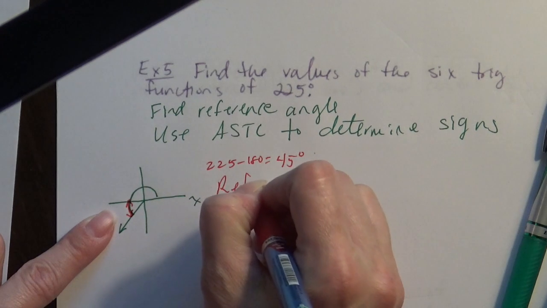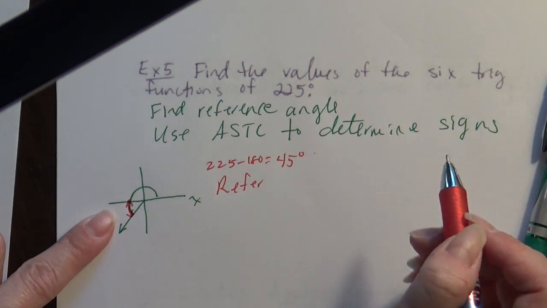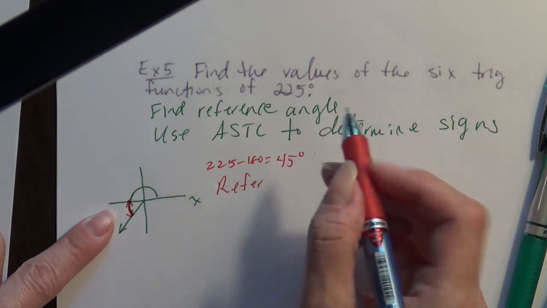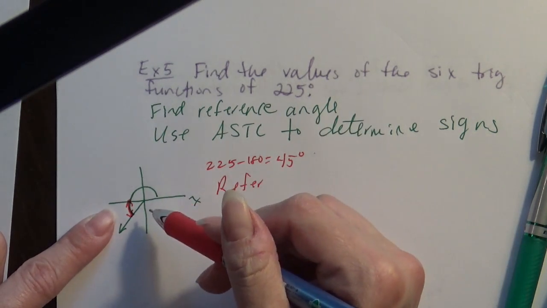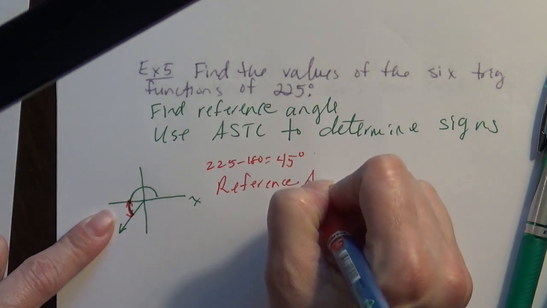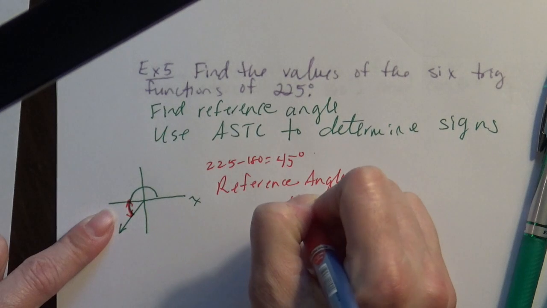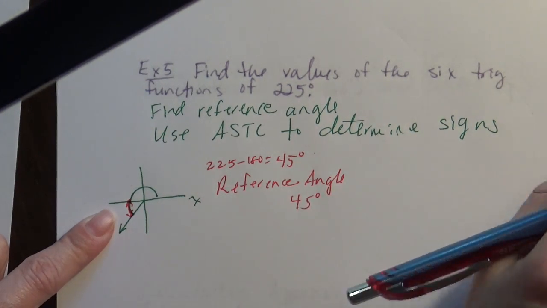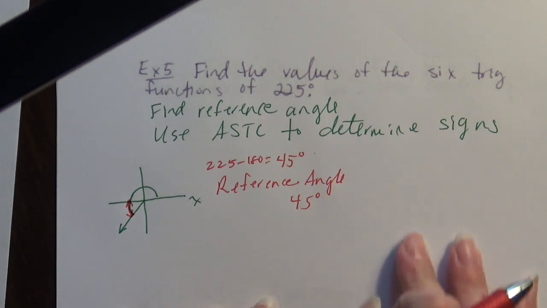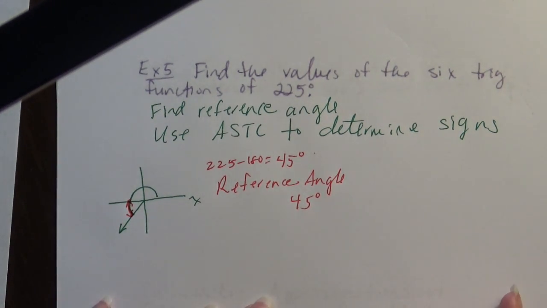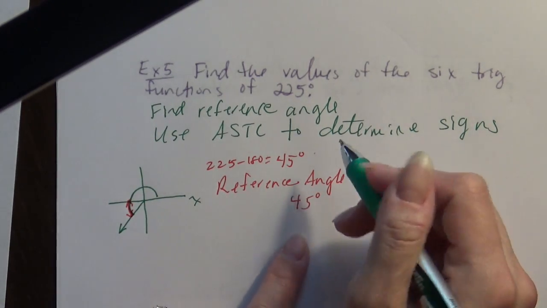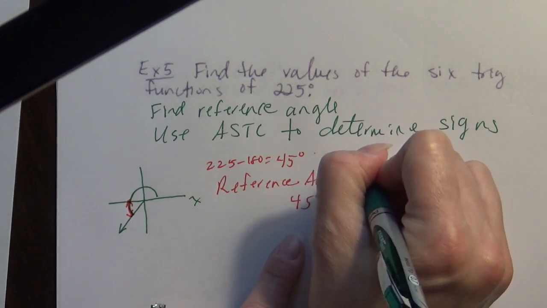That means that we can find sine, cosine, tangent, cosecant, secant, and cotangent using the 45 degrees instead of having to use the 225 degrees, and it's easier to do. So our reference angle is 45 degrees. I'm going to first go through and do my calculations, and then I'm going to determine my signs. So we're going to do sine 45.